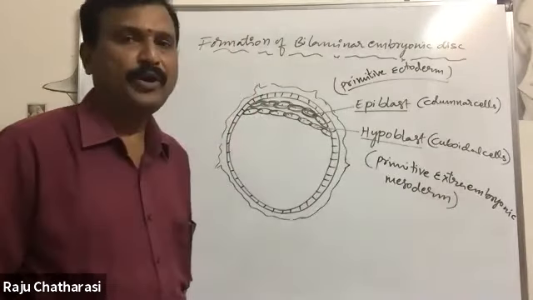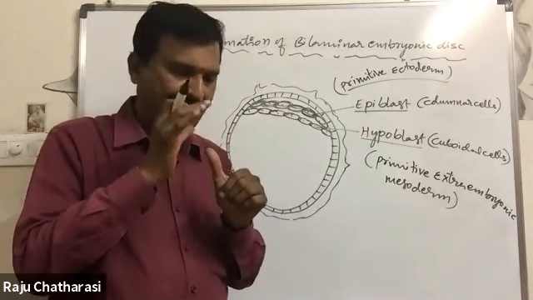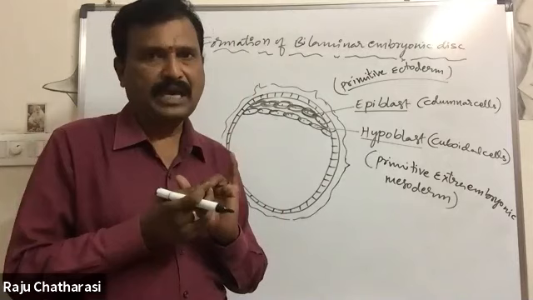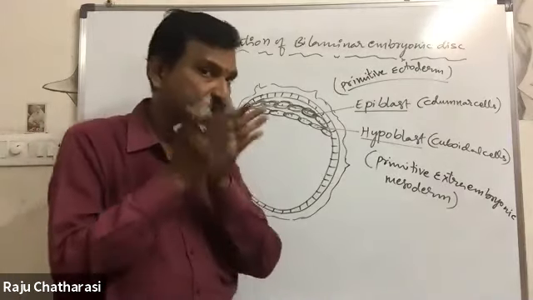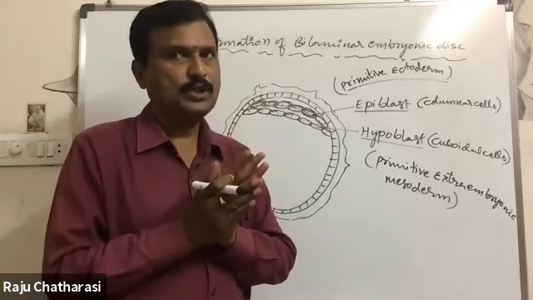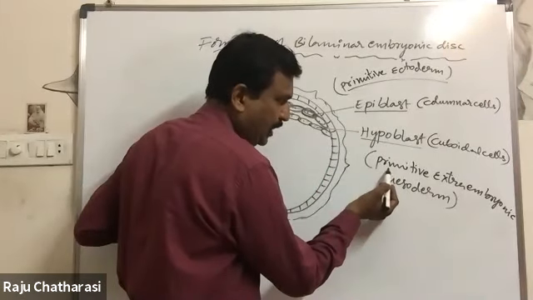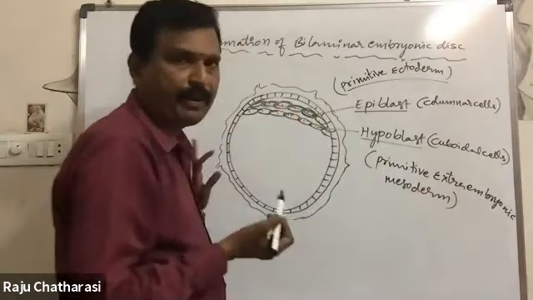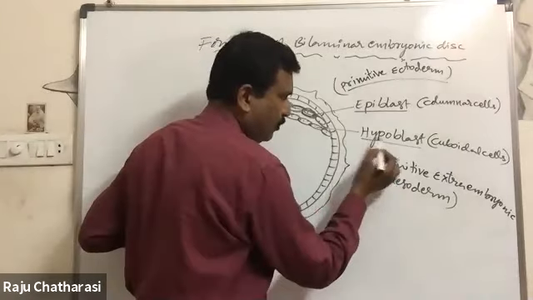Here extra embryonic layers are there. Extra embryonic layers means amnion, allantois, chorion, yolk sac. Like here, four extra embryonic membranes are there. Each membrane again possesses three layers: ectoderm, endoderm, mesoderm. So in that way, here hypoblast forms primitive extra embryonic mesoderm.